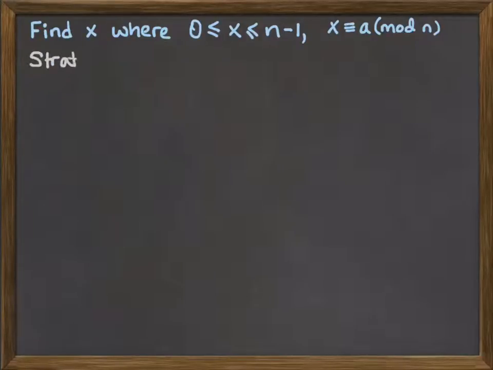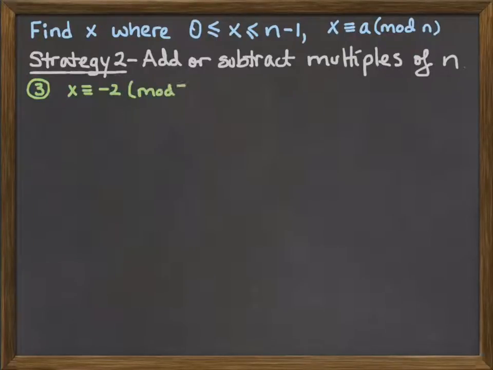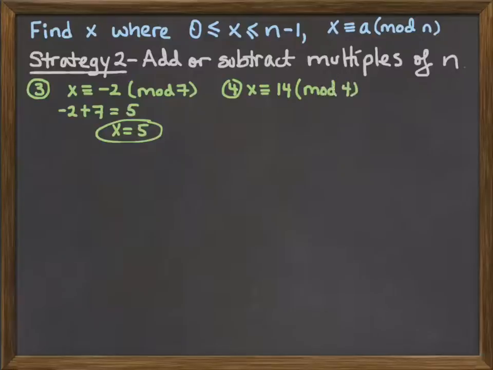Okay, my second strategy is that I can take my number a and I can add or subtract any multiple of n until I get a value of x that's in the correct range. So as an example, let's consider x is congruent to negative 2 mod 7. I can add or subtract any multiple of 7. And the easiest one here is just to add 7 itself, and I get 5. 5 is in the correct range because it's between 0 and 6, and so that tells me that 5 is my answer.